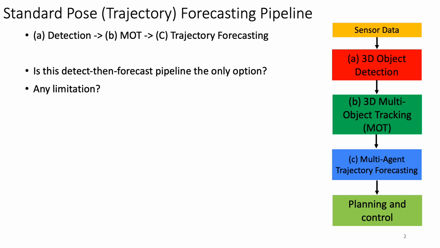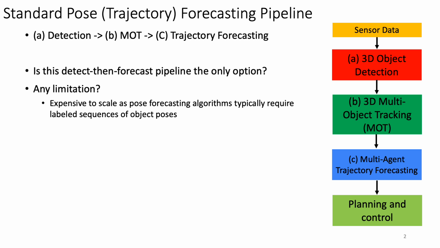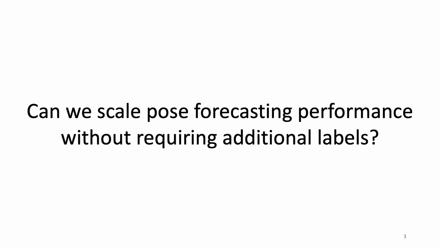pipeline. One limitation we think is that the current pipeline is expensive to scale because post-forecasting algorithms typically require a labeled sequence of object poses. These object poses with correspondences through time are very expensive to annotate in 3D space. So, can we scale post-forecasting performance without requiring additional human annotations?